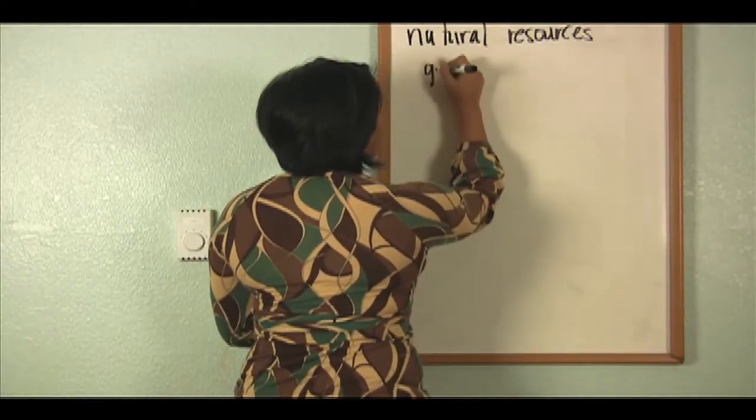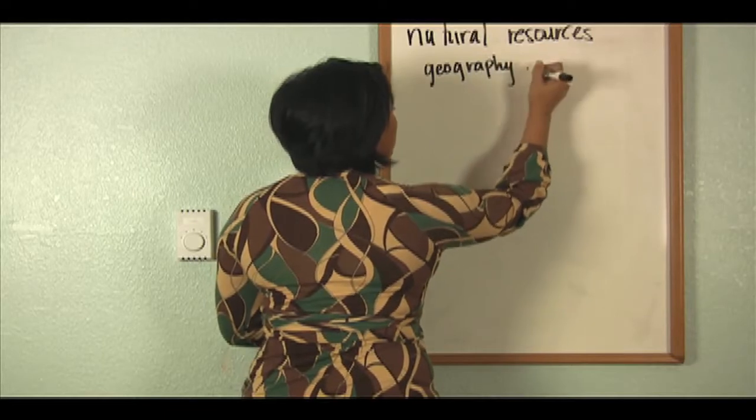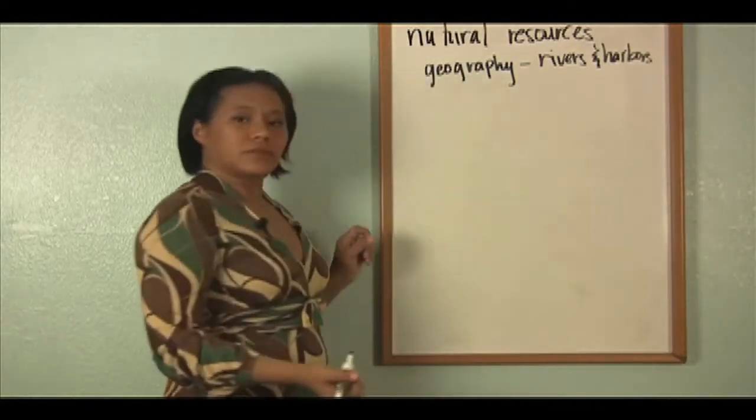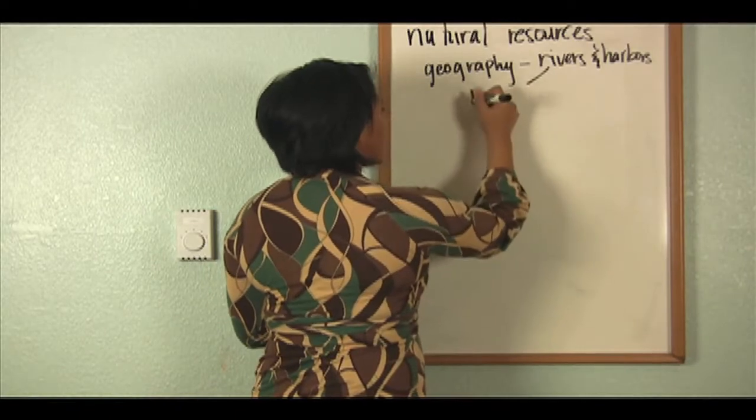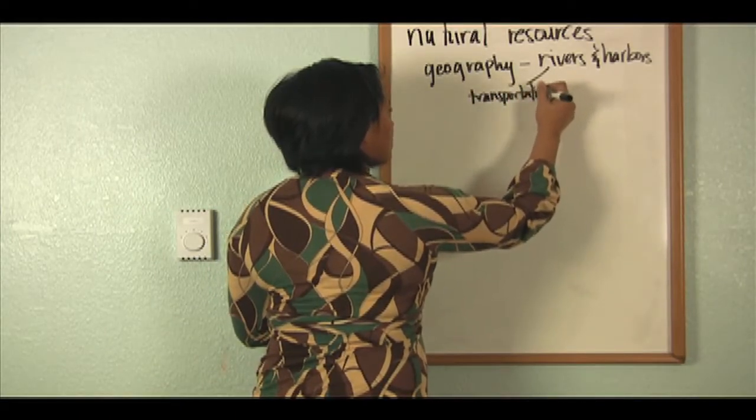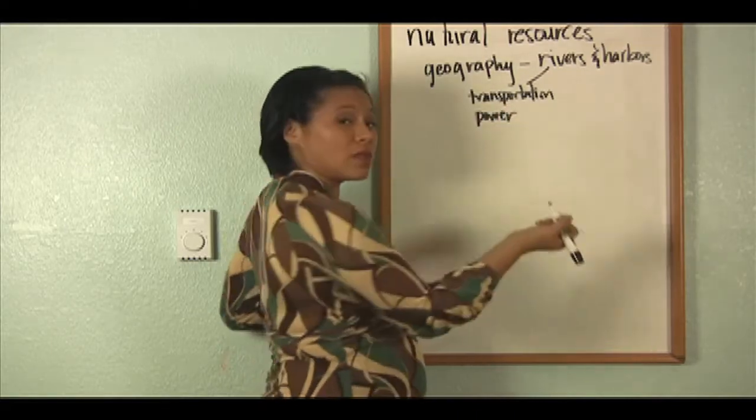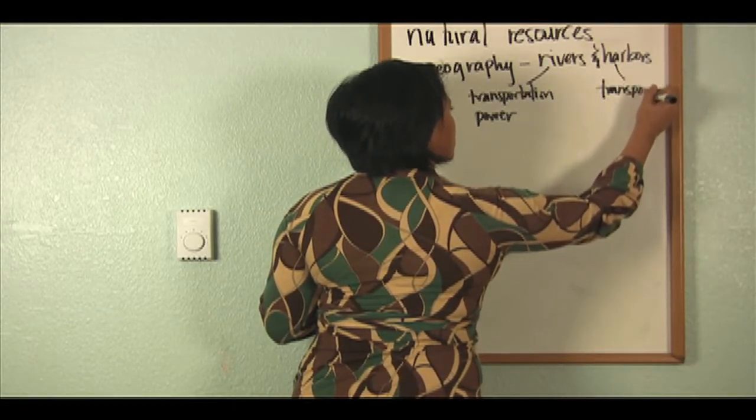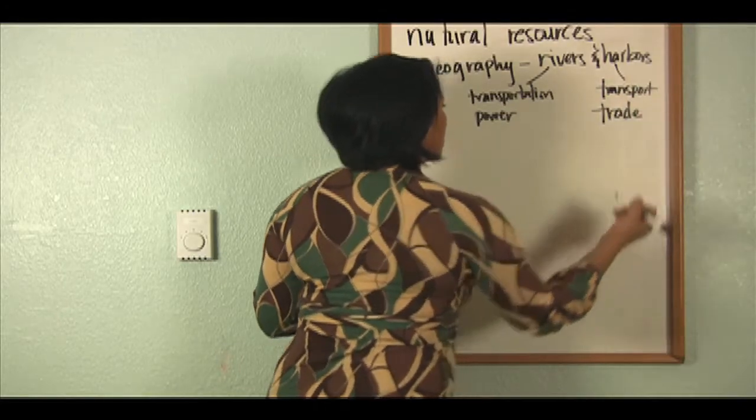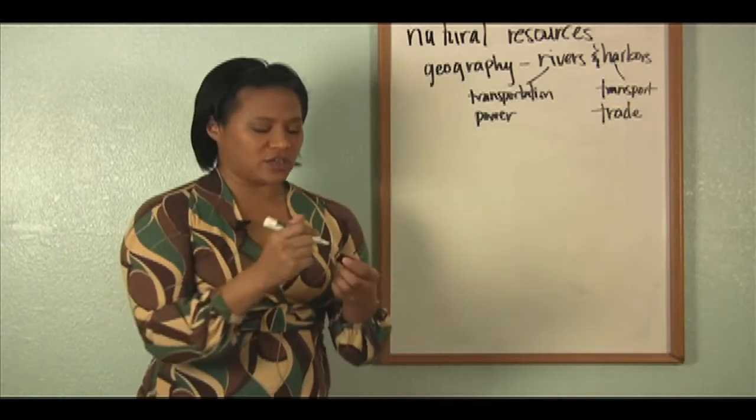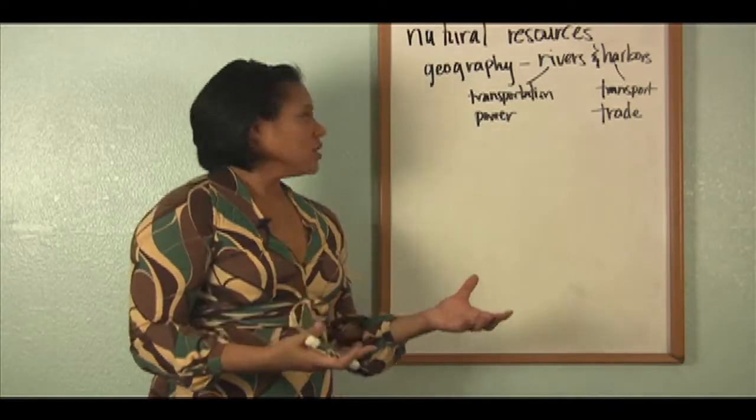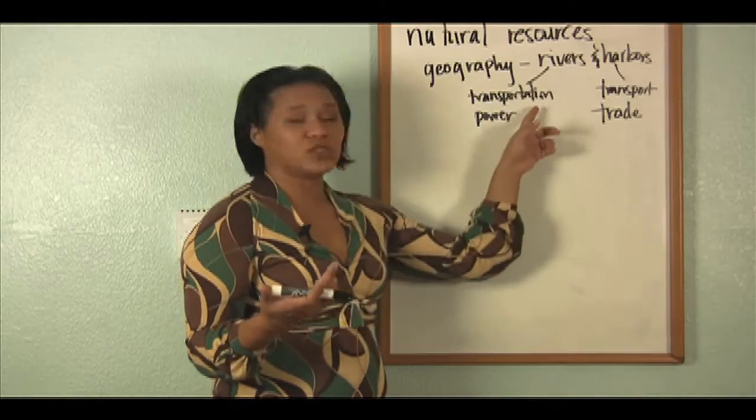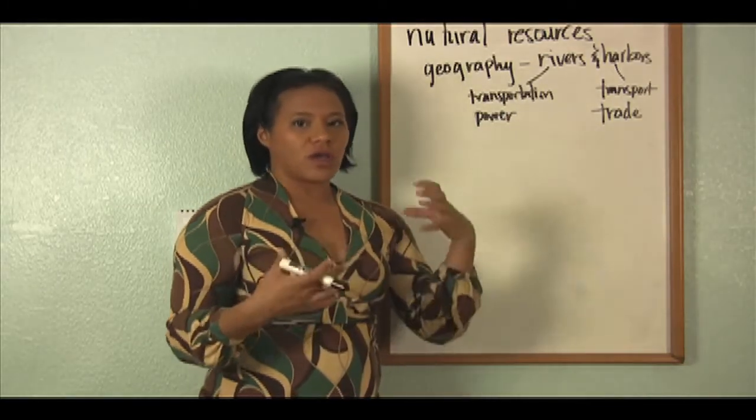So when we're talking about those geographics, we're talking about rivers and harbors. Rivers were important for transportation and power. Harbors were important for transportation and trade. The whole purpose of industrialization is to make products faster. And when you make products faster, you want to be able to sell them. So you need access to the ocean in order to trade with foreign countries, and you're also going to need access to the rest of your country in order to move all of your important materials.